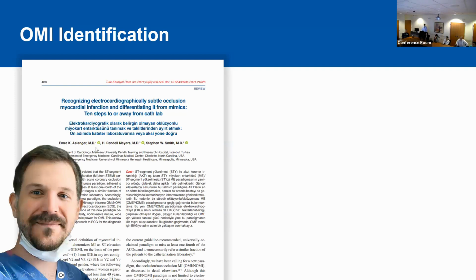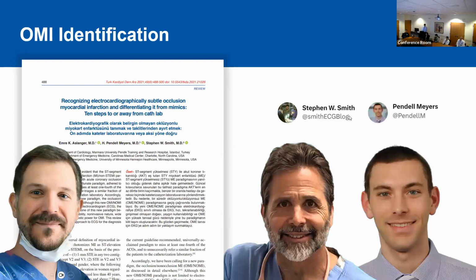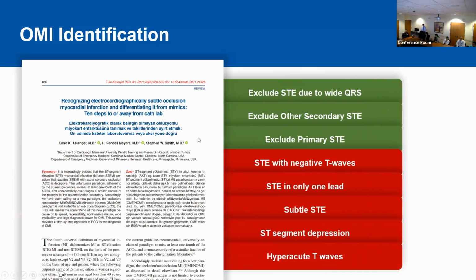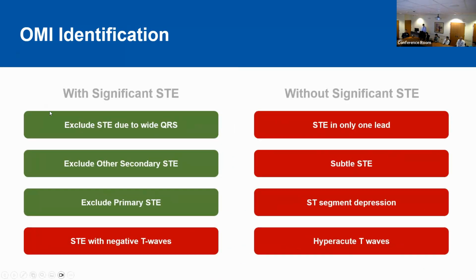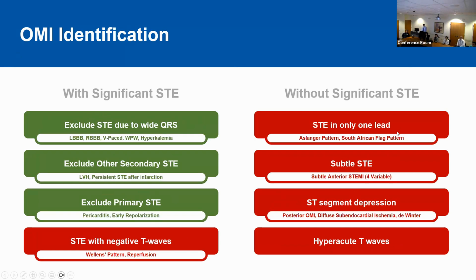And this was published by an interventional cardiologist in Turkey, Dr. Aslanger, along with the pioneers of the OMI paradigm, Dr. Steve Smith and Dr. Pendell Meyers. And they break this approach to recognizing OMIs into 10 steps, with the first half predominantly focusing on distinguishing OMIs from their mimics, and the second half focusing more on identifying some of the more subtle ECG findings.